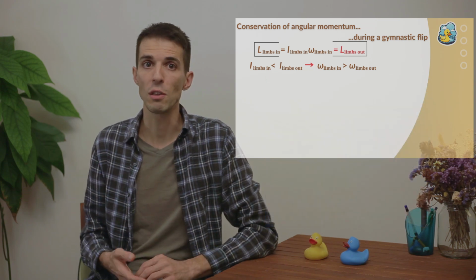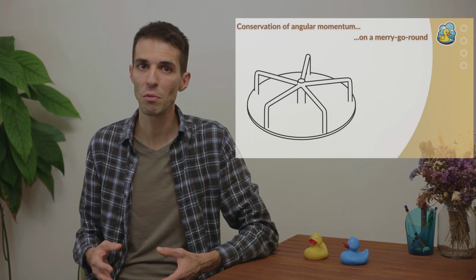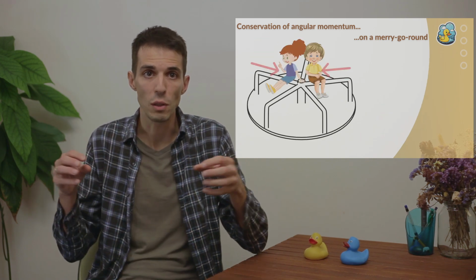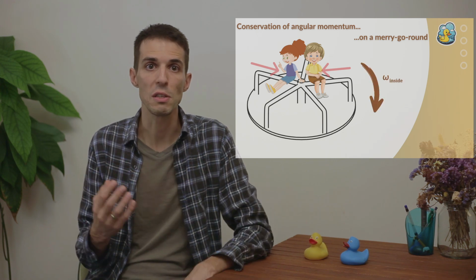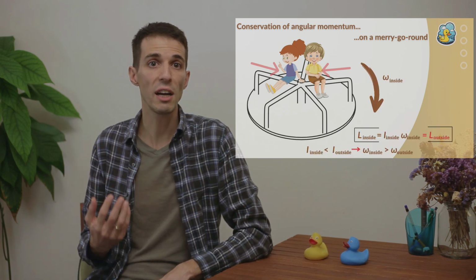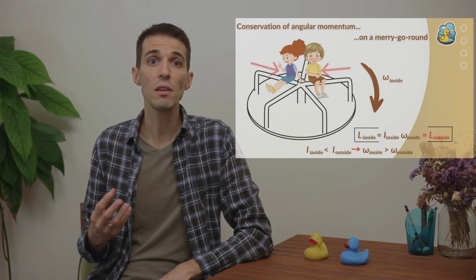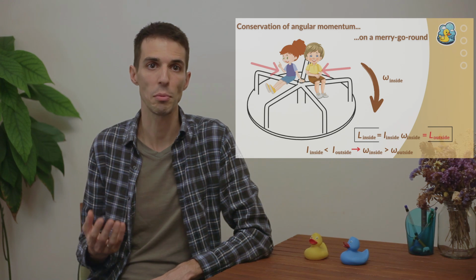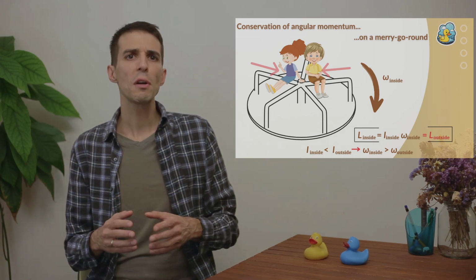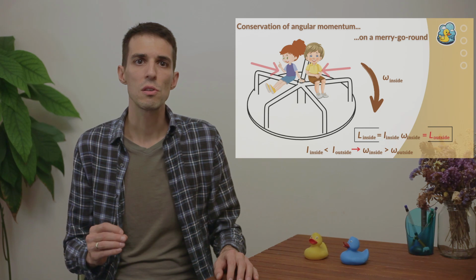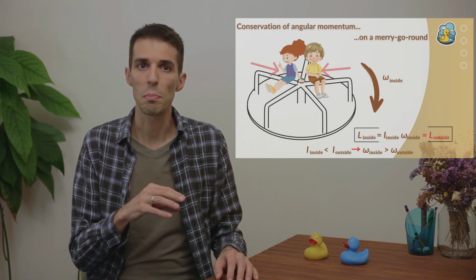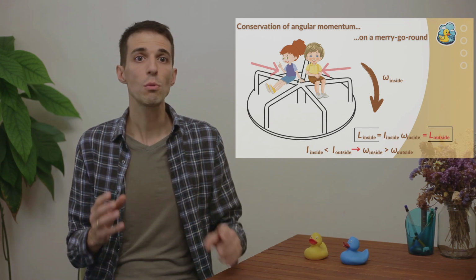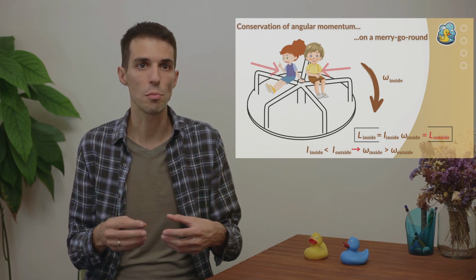Or if you have ever been on the frequently mentioned merry-go-round, you have seen this in action. When kids stand at the edges and then move inward, the merry-go-round spins faster. They are changing I, which changes omega, but L stays the same. No one needs to push the merry-go-round to make this happen. The surprising thing is, in all these cases, it looks like an external force was applied to speed up or slow down the rotation. But there wasn't. It was just about how the mass was distributed.